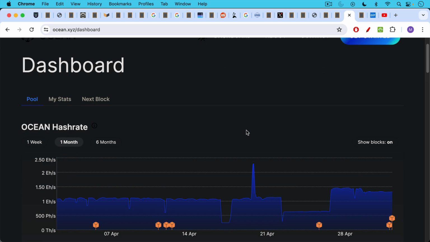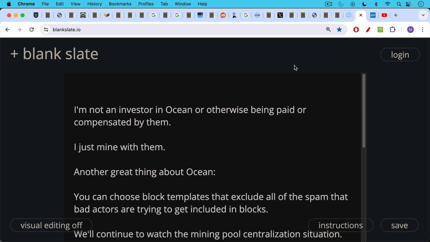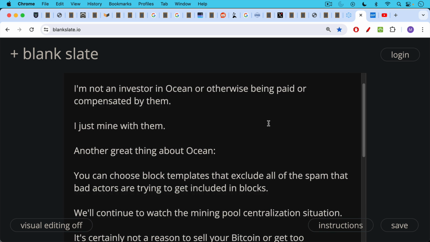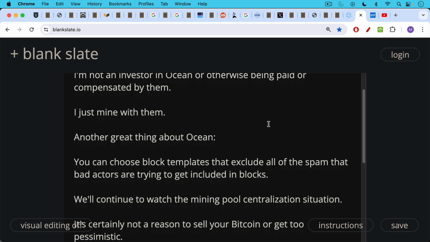You just point your hash and it looks like they recently found two blocks in the last 24 hours. They also have added advantages. They have different templates that allow you, if you don't want spam to be included in any blocks mined by Ocean, to use one of their templates. I'm not an investor in Ocean or otherwise being paid or compensated by them. I just mine with them using one of my mining rigs. Another great thing about Ocean, you can choose block templates, as we said, that exclude all the spam that bad actors are trying to get included in blocks.